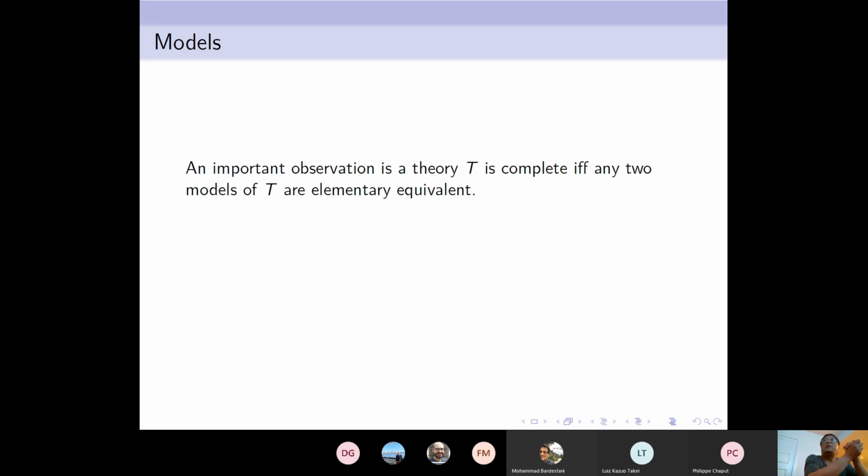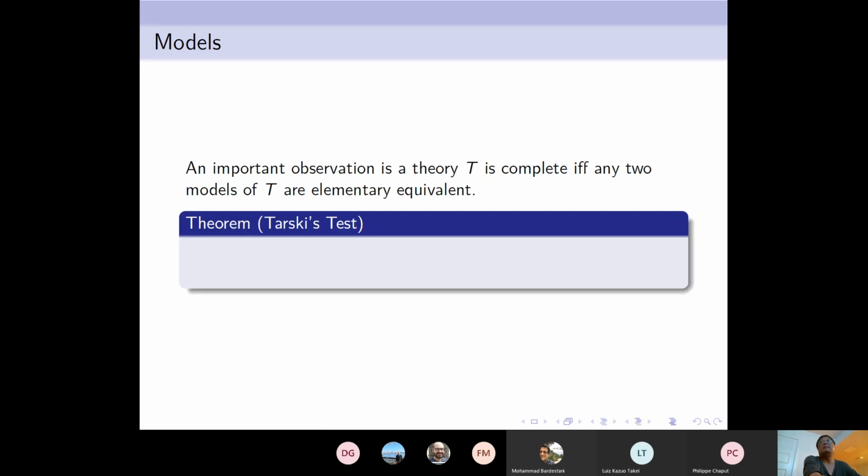So this is a very important observation in model theory. A theory T is complete if and only if any two models of T are elementary equivalent, which means they satisfy the same sentences. Then Tarski's test. This is a cornerstone to prove Hilbert's Nullstellensatz.